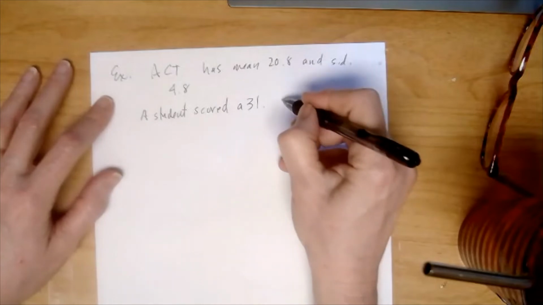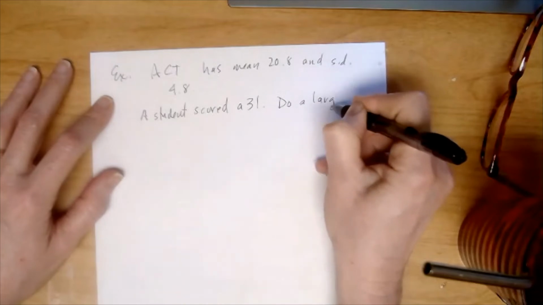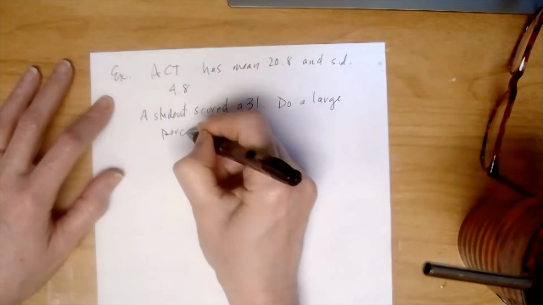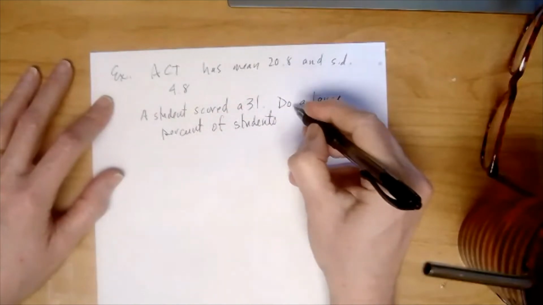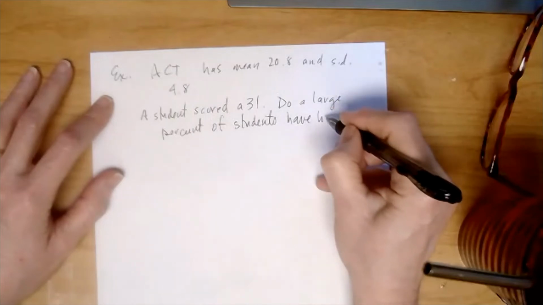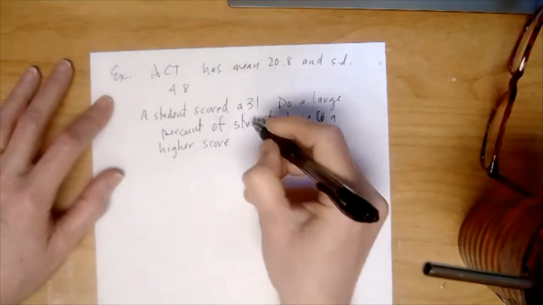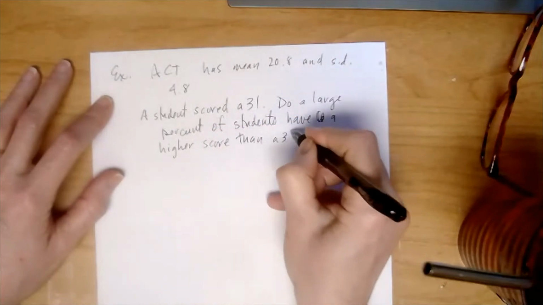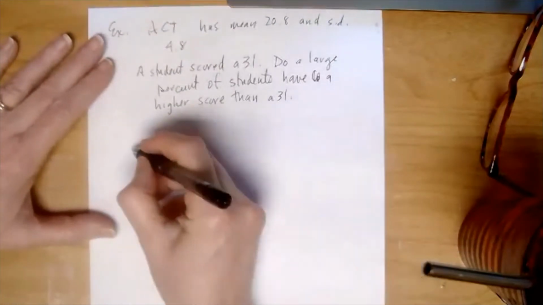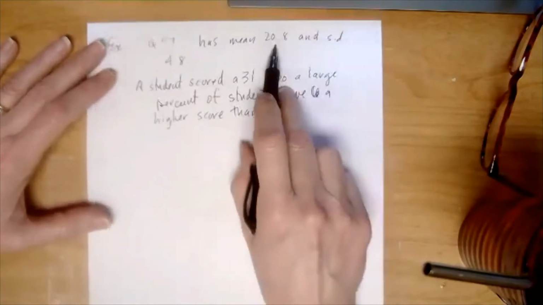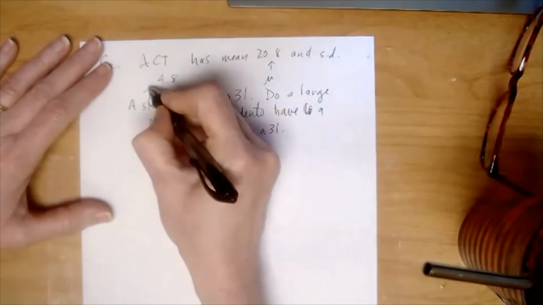All right, so here's a question. Do a large percentage of students have a higher score than this? All right, and we're going to use the empirical rule to figure that out. So I'm going to start with my mean. When it says mean 20.8, this is mu. Standard deviation, its symbol is sigma.